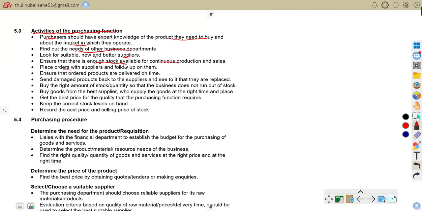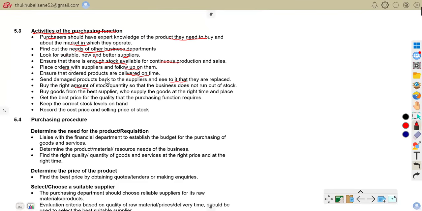Place orders with suppliers and make follow up on them. That is that. They ensure that ordered products are delivered on time. Send damaged products back to the suppliers and see to it that they are replaced. Like we've talked about, it is their responsibility to make sure that those products that are damaged are taken back and then replaced with the correct ones.